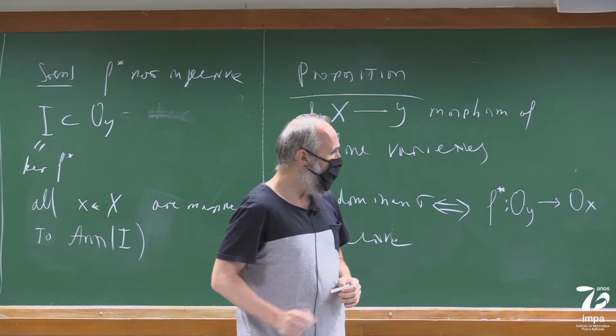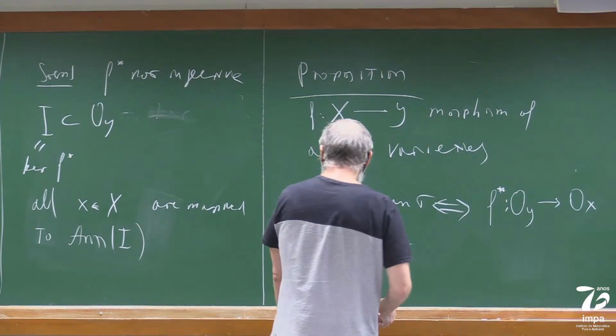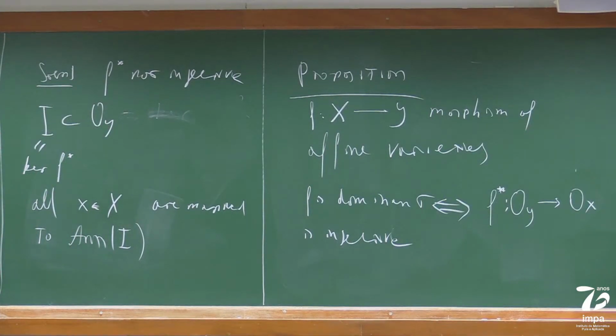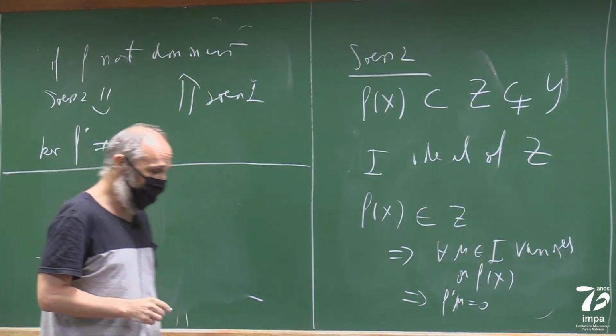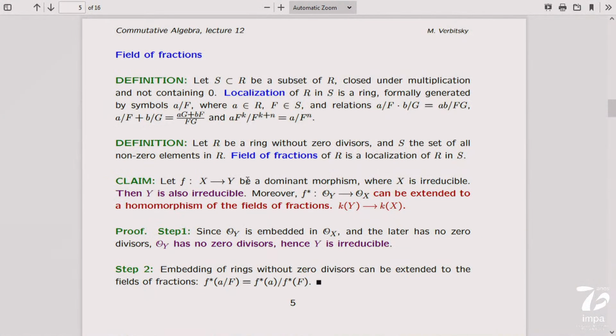Okay. Now I would repeat more or less the same, but in slightly different terms, namely in terms of field of fractions. So we already had this notion of localization. And field of fractions is like localization, but with respect to all elements of your ring. So first, let's repeat what localization is.